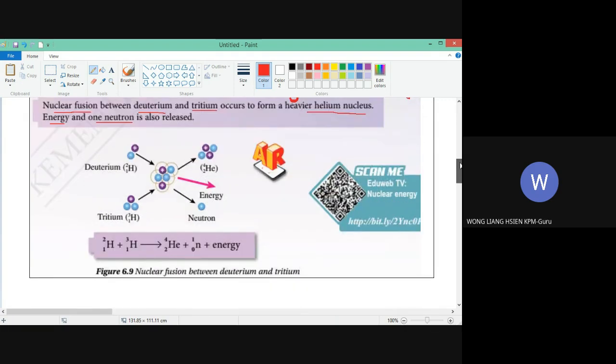Alright. So let's look at the nuclear equation. This is deuterium plus tritium to get a helium nucleus, one neutron, plus energy. So this is nuclear fusion.